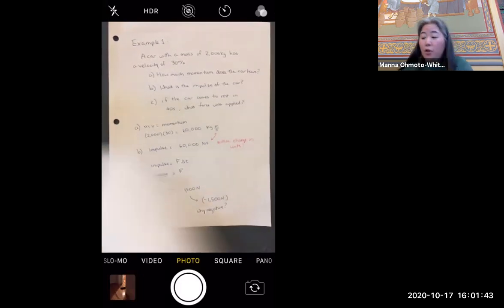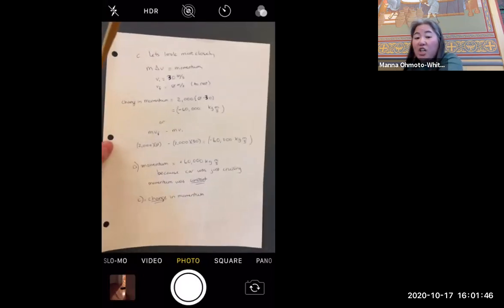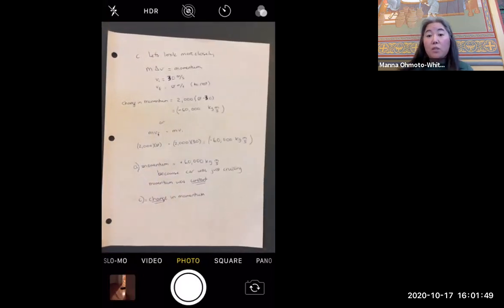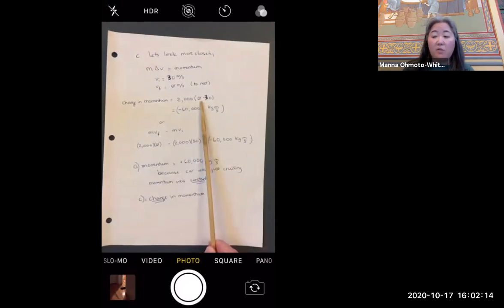Let's look at that more closely by first looking at my change in momentum. At the beginning, when we asked what the momentum is, that's as it's going right now: mass times velocity. The change in momentum is that it was at 60,000 and now I want to take it to a stop, so my final momentum is going to be 0. My initial momentum was 60,000, or I can say m times delta v, where my final velocity is 0 minus 30, my initial velocity. So my change in momentum is negative 60,000 kilogram meters per second.